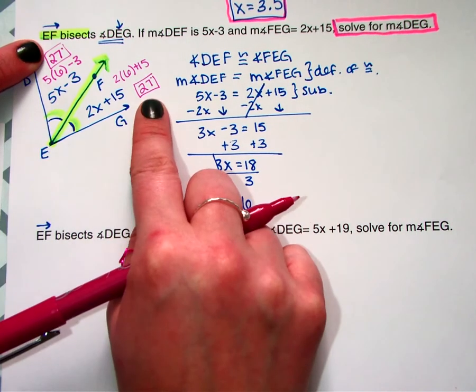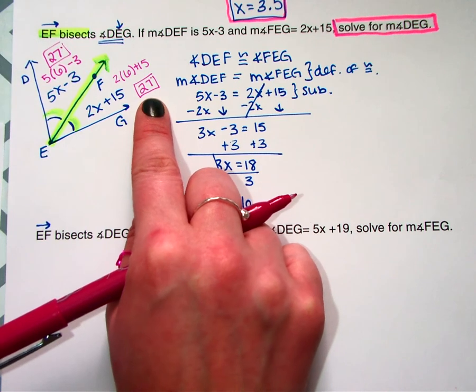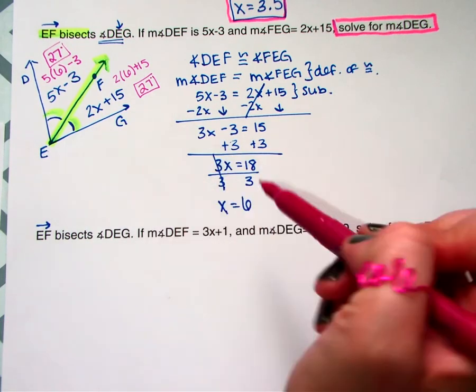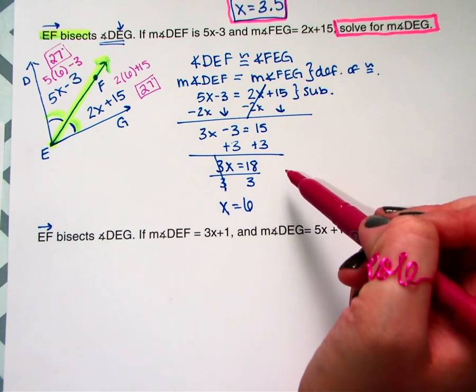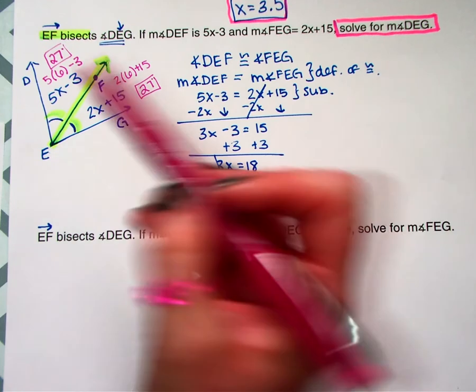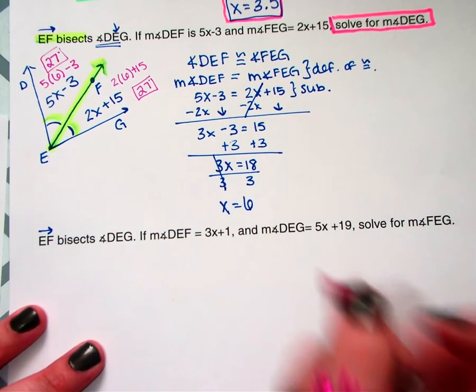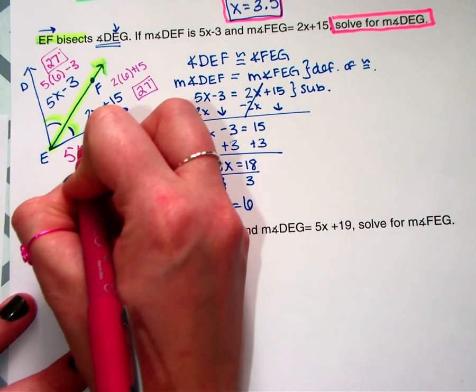So if I'm subbing and I notice I get different answers, that's going to be a clue that I need to go back and make sure I substituted correctly or solved the problem the right way. In order to find the value of angle DEG, I have to just add 27 plus 27 to get an angle measure of 54 degrees.